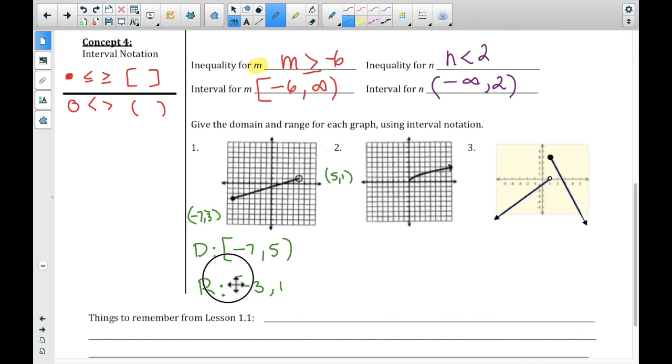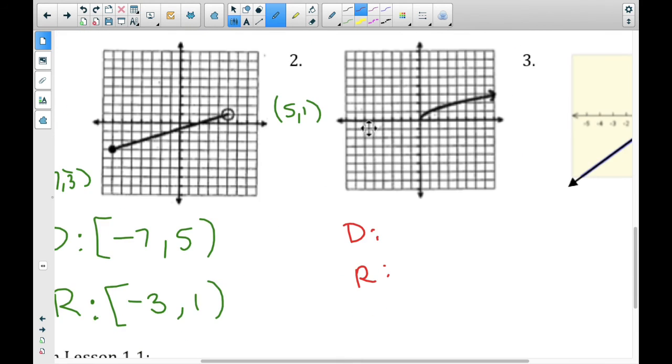The negative 3 has a square bracket. The 1 has a parenthesis. Okay, on number 2, I actually like number 2. I'm going to zoom in a bit. What I like about number 2 is you have to think about it.